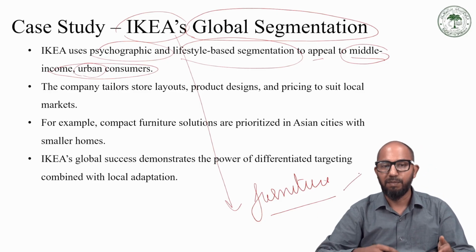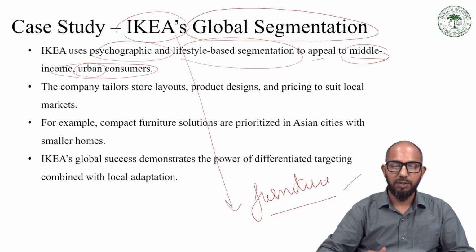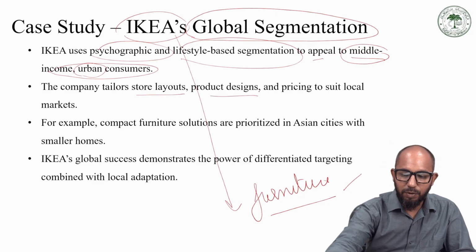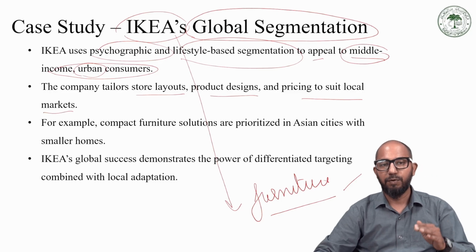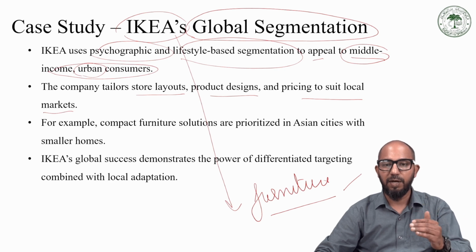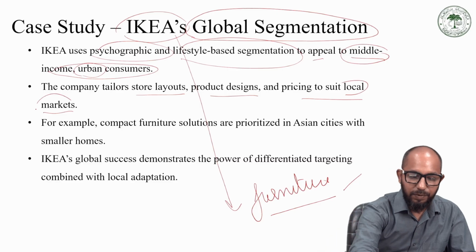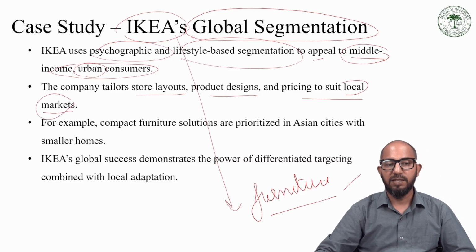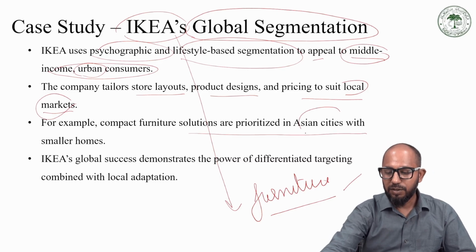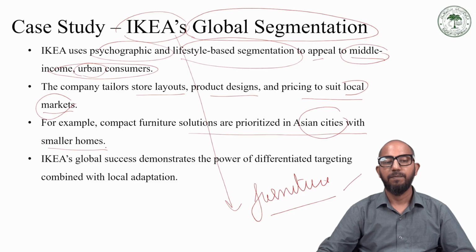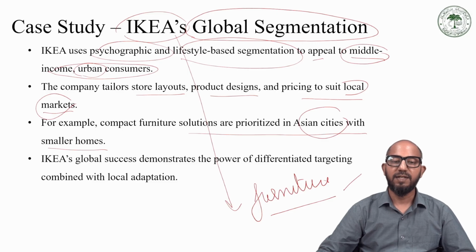IKEA has developed some compact furniture, DIY furniture. The company tailors store layouts, product design, and pricing to suit local markets. For example, IKEA's products in India will be different from IKEA's products in Japan because they are tailor made according to local markets. Another example is IKEA has come up with compact furniture solutions and prioritized them in Asian cities with smaller homes. Thus, IKEA's global success demonstrates the power of differentiated targeting combined with local adaptation.